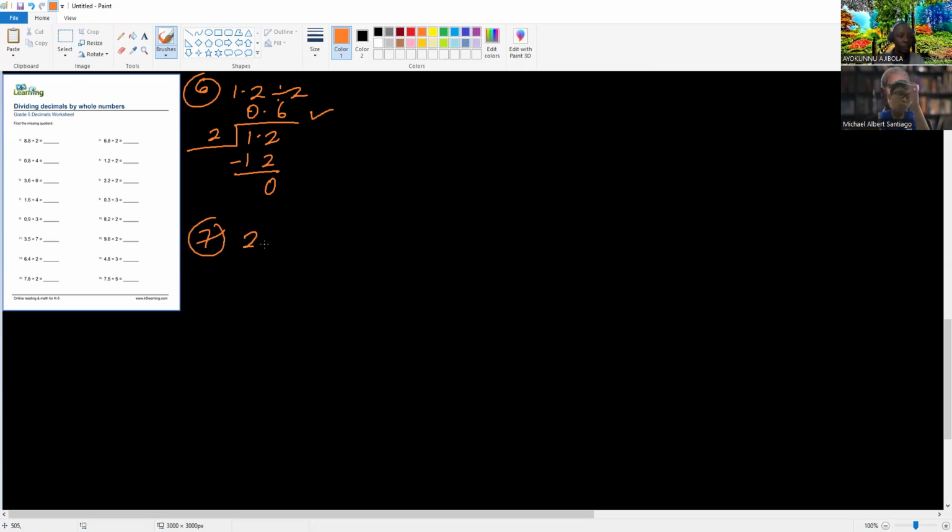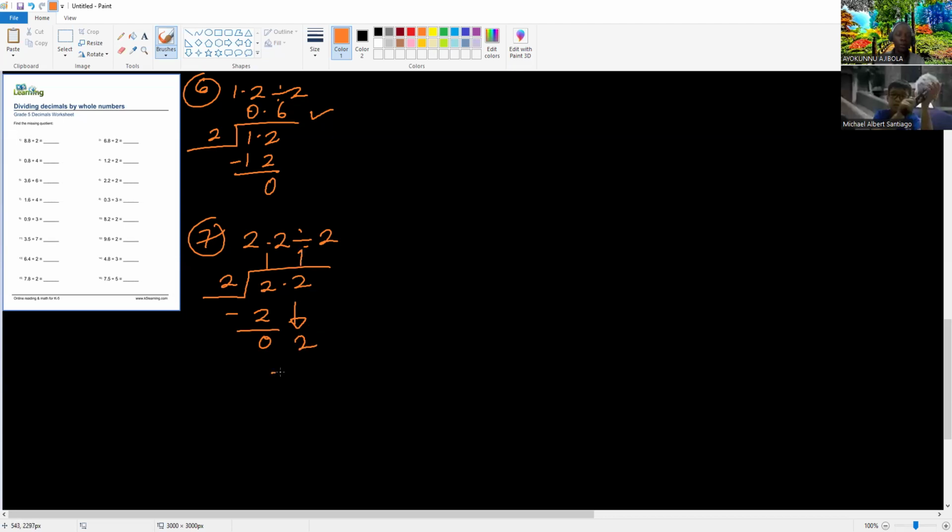Number 7, 2.2 divided by 2. So 2.2 divided by 2. 2 into 2, 1 times 2 is 2. Then you have 0. Then you bring down the next 2. 2 into 2 again, 1 times 2 again. Then 0. So you put your point. Then your answer is 1.1.